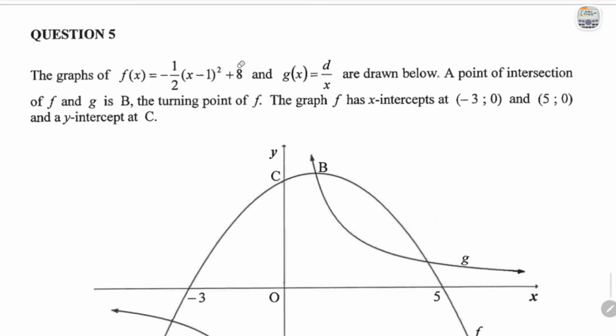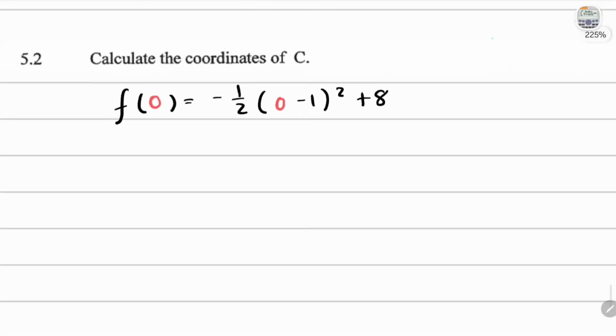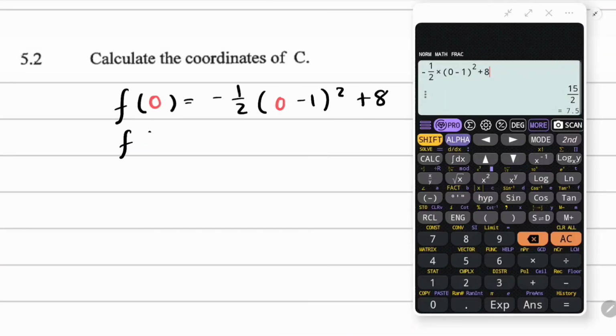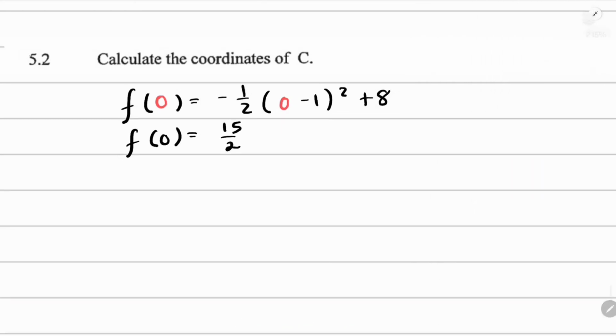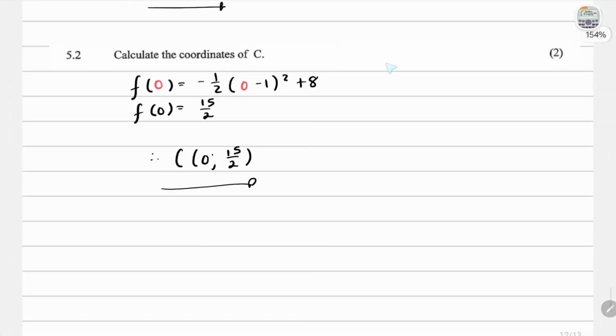Okay, so to find this, if it's in turning point form, you simply have to think about the fact that at the y-intercept, the x value is 0 because we go 0 and then whatever that is. So we'll just make x equal to 0 in this equation. So in place of x, we'll just substitute 0. And let's see what we get. So f of 0 is equal to 15 over 2. Okay, so now we know that the coordinates of C, because the x value is 0, are 0 and 15 over 2. And that is our answer.